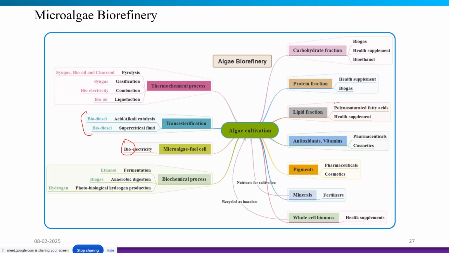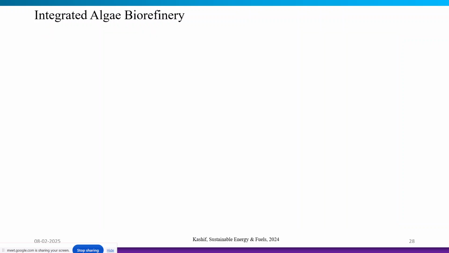Lipid fraction, we are getting a lot of polyunsaturated fatty acid. Antioxidants and vitamins are also produced, which are highly used in the cosmetics and pharmaceutical products. Pigments like pharmaceutical cosmetics. Minerals are also produced. Those are further taken as a fertilizer. Whole biomass is used for health supplements. Biochemical processes mostly produce biogas, ethanol, and hydrogen. So these are the broad spectrum of the opportunity from the microalgae biorefinery.